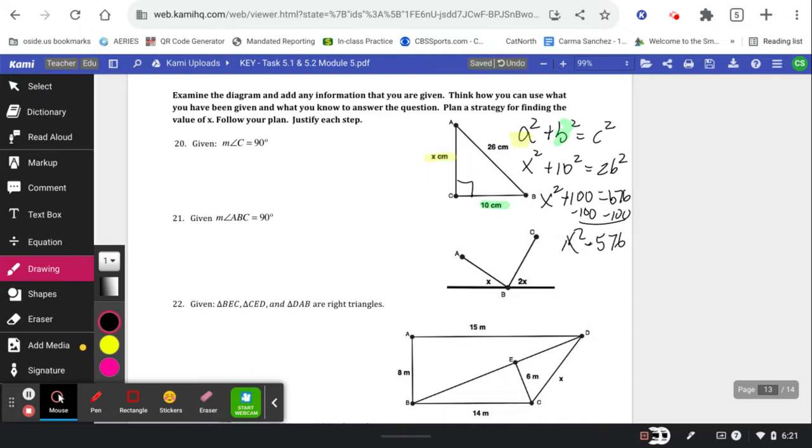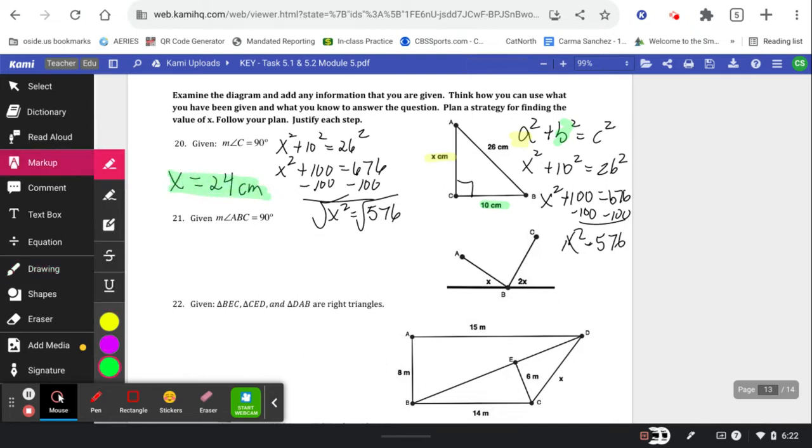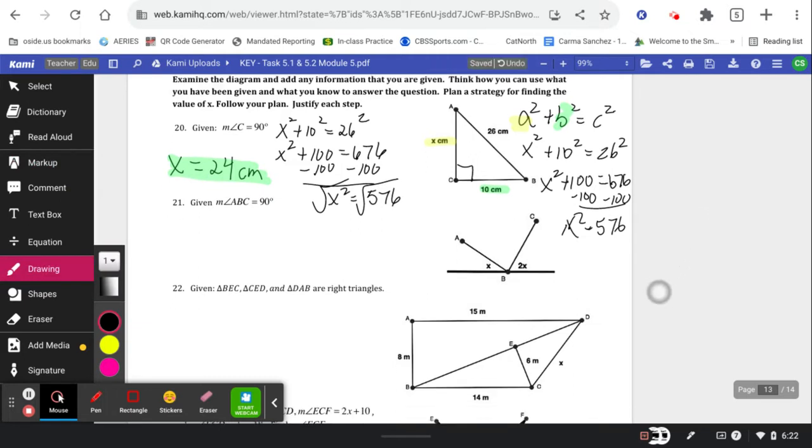I'm going to actually move this work over here. X squared plus 10 squared equaled 26 squared. X squared plus 100 minus 100. X squared equaled 576. And then if we square root both sides, you're going to get that x is equal to 24. Now remember how we used to say, oh, plus or minus 24 for a square root? Since this is distance, you don't do any plus or minusing. It's just positive 24. And so what do you think? Do you remember Pythagorean theorem? Are you going to be okay doing that next chapter?